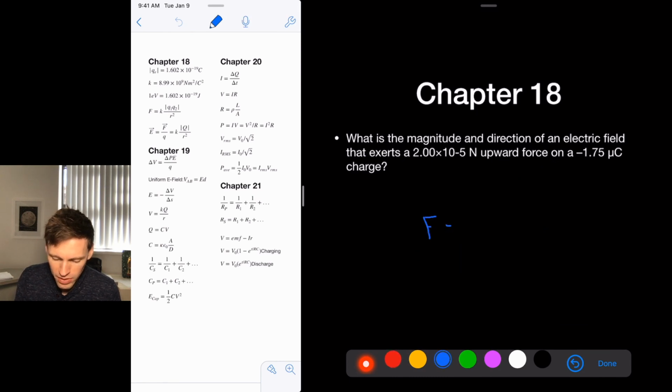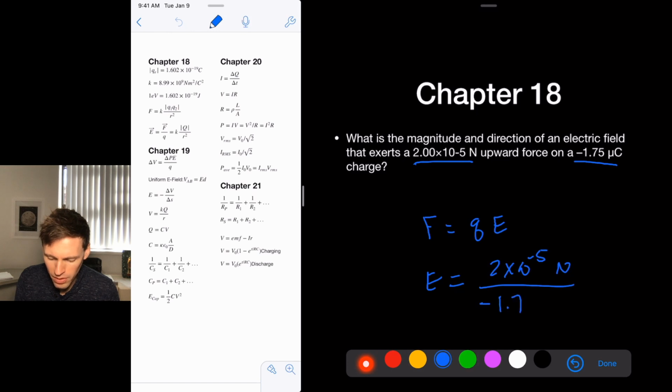F is equal to QE. That's the force on a charge, and so we have this force and that charge, so we can get that the electric field is 2 times 10 to the minus 5th newtons divided by a negative 1.75 microcoulombs, and that gives us our electric field, pointed in the opposite direction from the force. Okay.